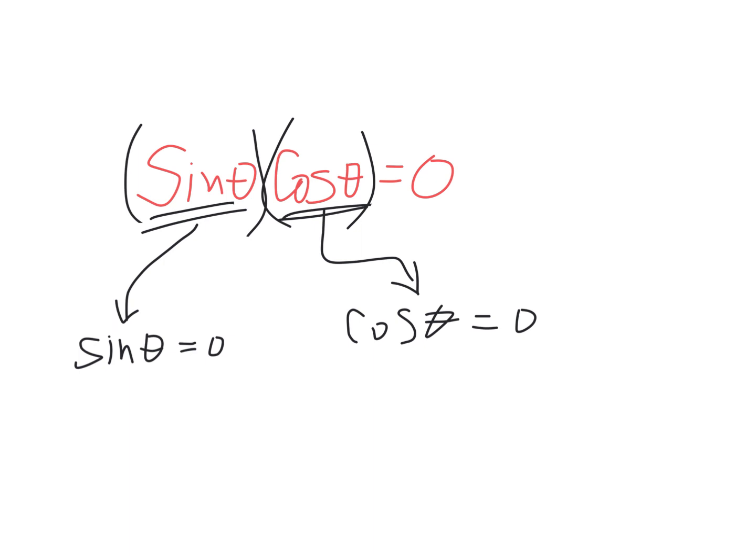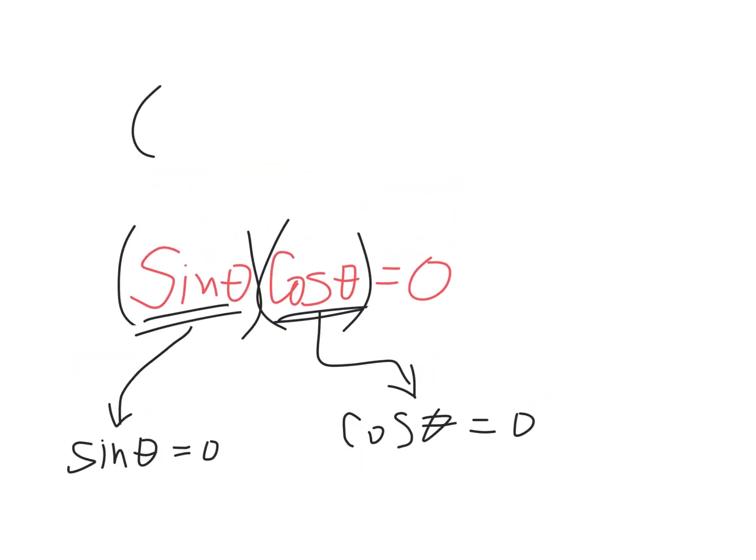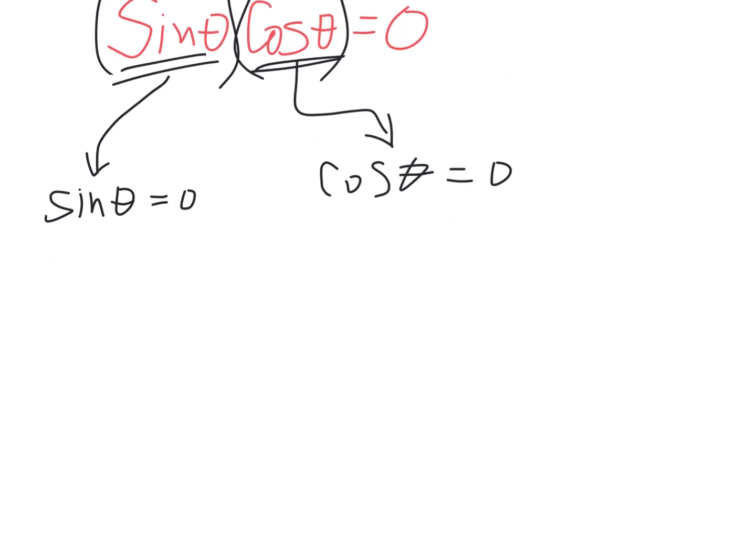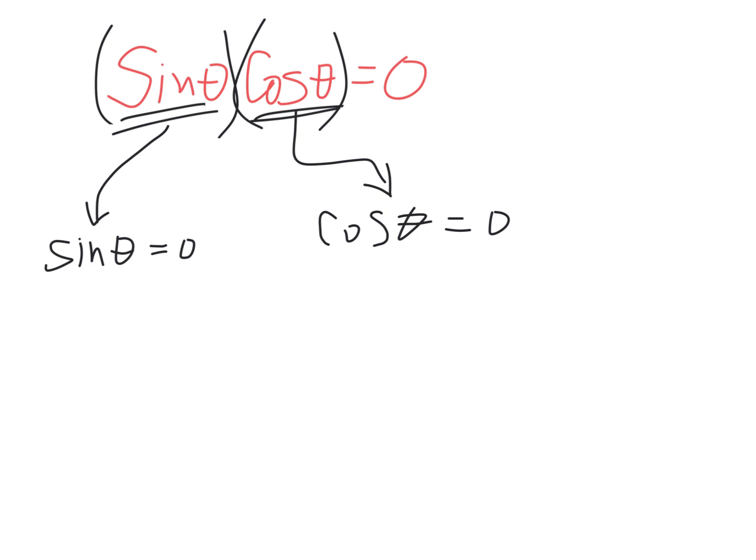If sine theta is equal to 0 or cosine theta is equal to 0, it's just like problems like this. Do you remember when we had x plus 5 and x minus 4 and it equals 0 and you get two answers? Whatever makes this 0 and whatever makes that 0. You know what I'm talking about? It's just like that. So, what makes sine equal to 0?